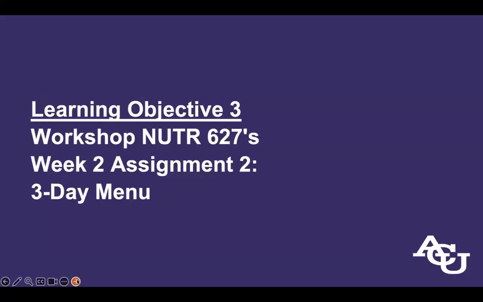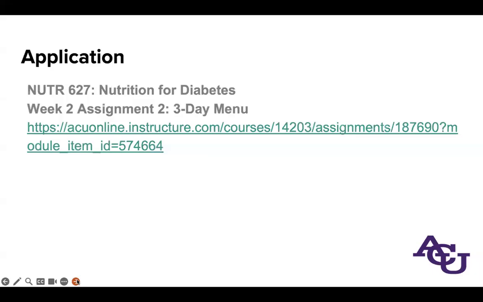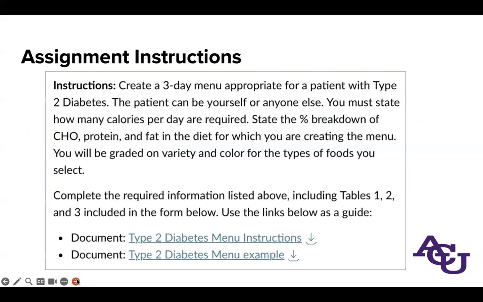So our learning objective 3 relates to workshopping NUTR 627's week 2 assignment, the 3-day menu. You may have noticed that all the tables and the bulleted and numbered and other lists related to diabetes. So surprise, this assignment is for the class Nutrition for Diabetes, which is linked here in Canvas.